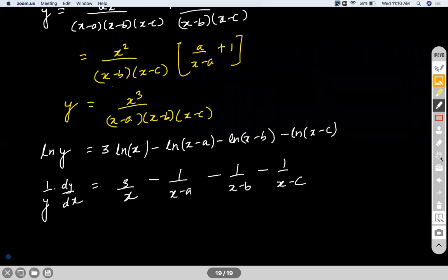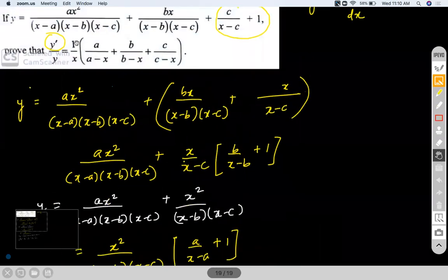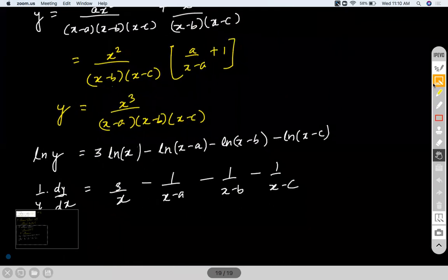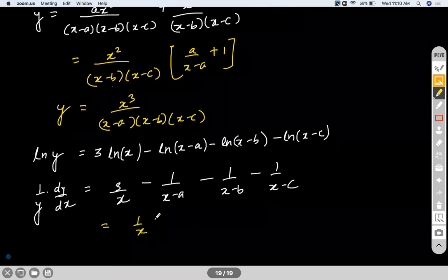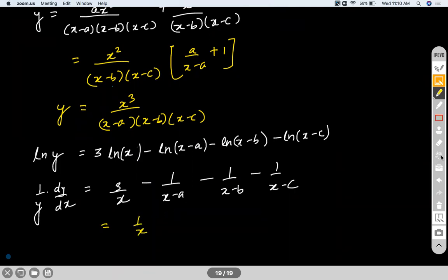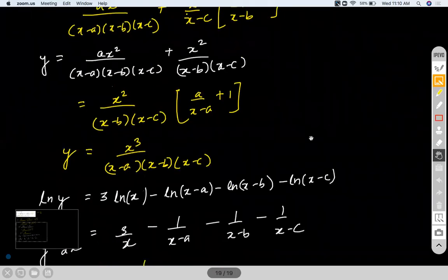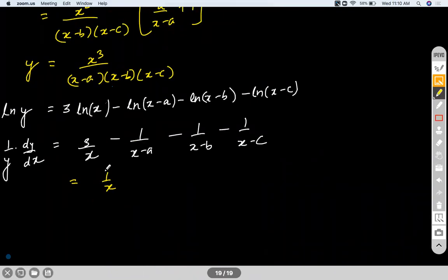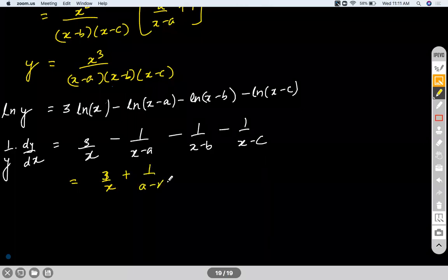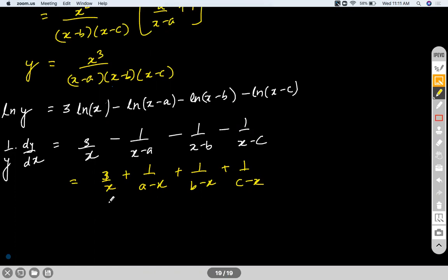Now, let's see what is asked in the expression. They have asked you to get this. So what I'll do here, I'll write this as 1 by x, you need to get this term, 1 by x, a by a minus x, b by b minus x and c by c minus x. First of all, 3 by x and I'll make it plus 1 by a minus x, plus 1 by b minus x plus 1 by c minus x. So this is nothing but y dash by y.